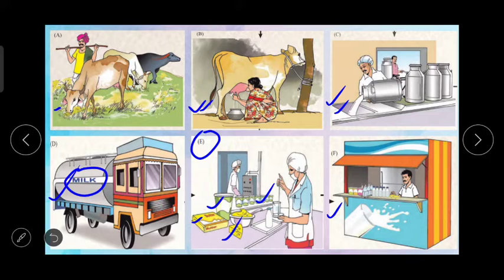Next one, out of the products shown in picture F, which products do you use? What would be the main difference between milk and milk products? And the last one, based on this figure 10.1, human occupations: do these products perish quickly like milk? So these are the questions based on figure 10.1, human occupations.